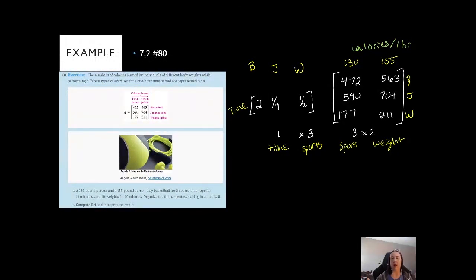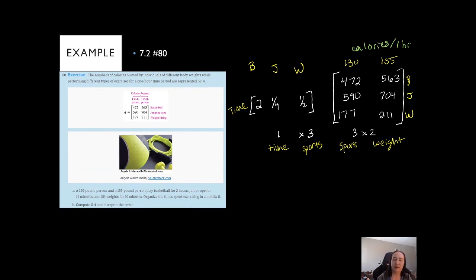So don't make my mistake. Don't, just because the basketball is 2 hours, I still have to do out of per hour, 1 hour, not 2. So out of 60 minutes. Okay, so this is our matrix setup.